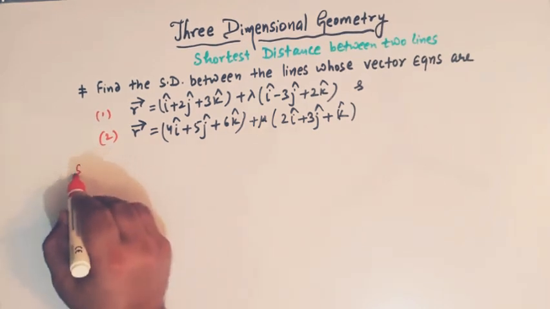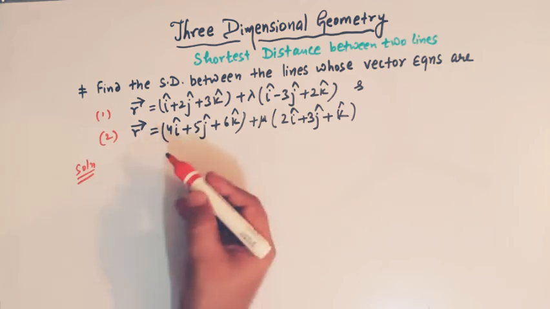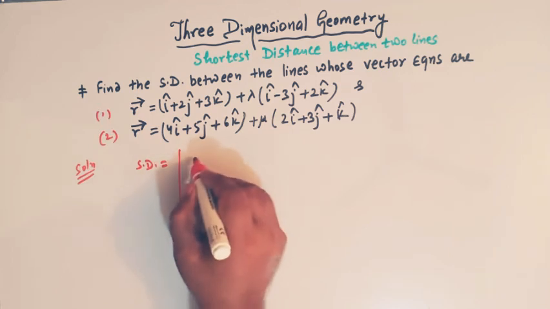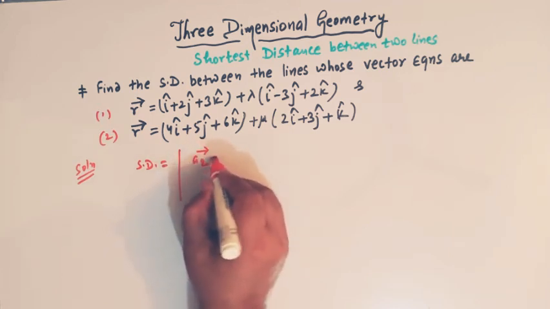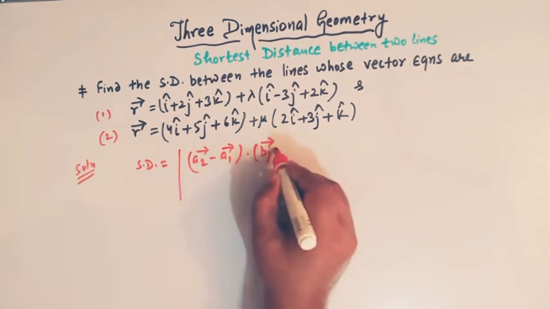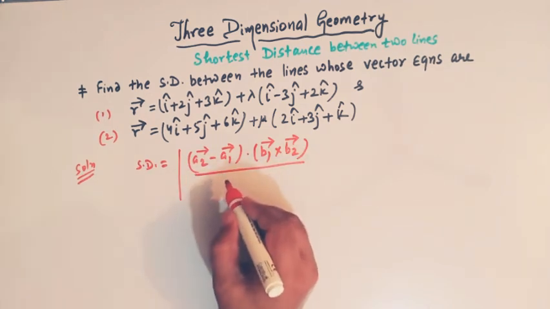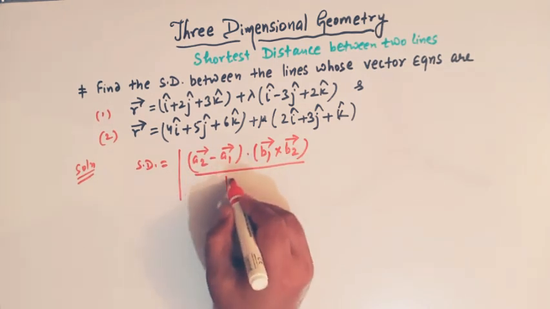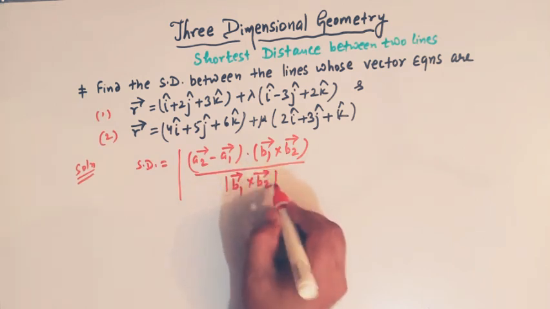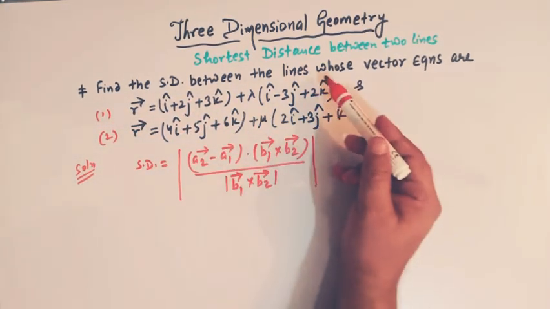Now we know that the shortest distance between two lines is given by the formula: vector a2 minus vector a1 dot b1 cross b2, divided by magnitude of b1 cross b2, right? So this is the formula for finding out the shortest distance between two lines.